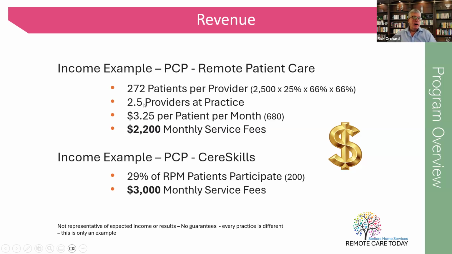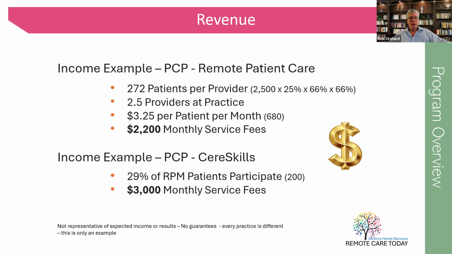Assume there's 2.5 providers in your practice. The average small practice really is 2.7. Some have 2, some have 3, some have 5 or 10 doctors at their practice. But 2.5 is a very realistic conservative number. You'll make around $3.25 per patient per month. So that's $2,200, okay, by enrolling your doctor's practice.